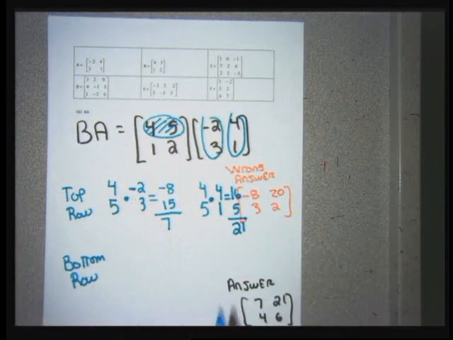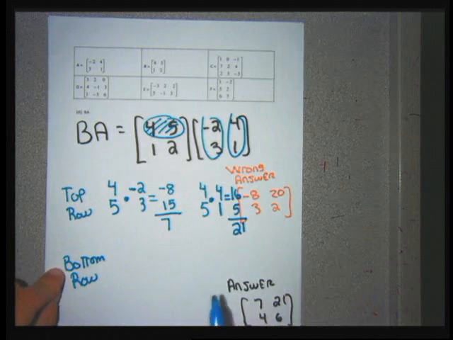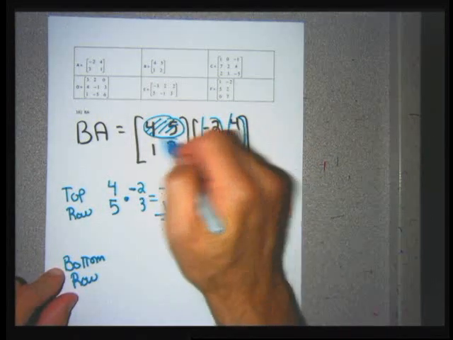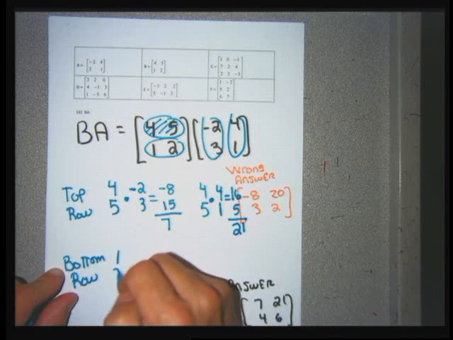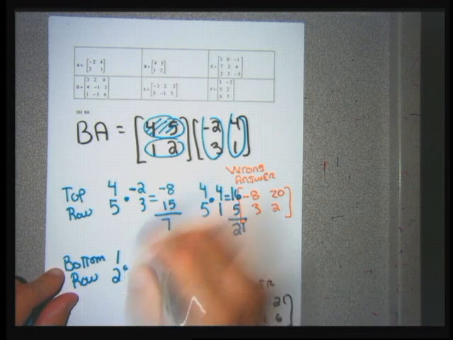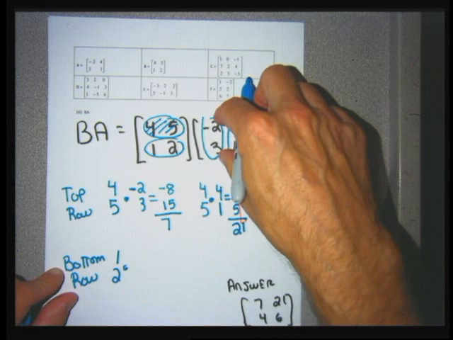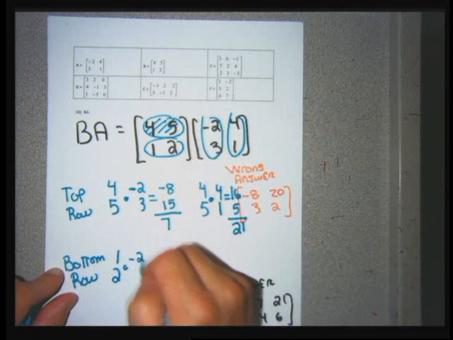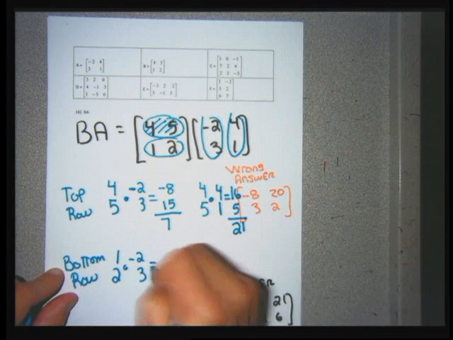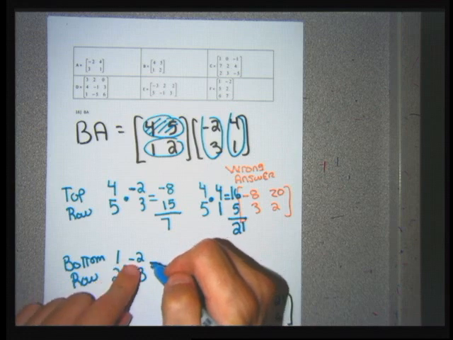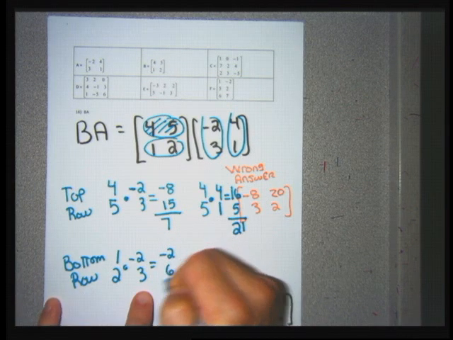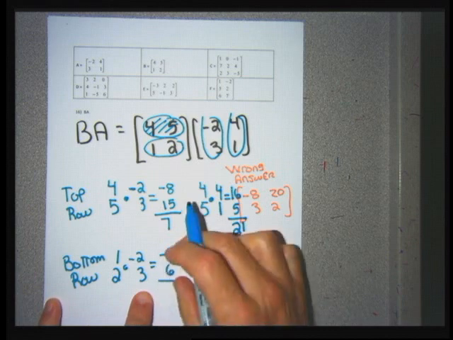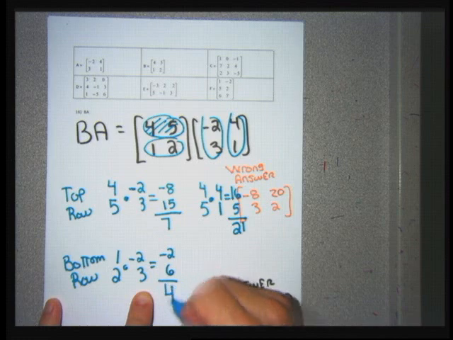Now I'm going to move on to the bottom row of the B matrix and get the bottom row of my answer. The bottom row of the B matrix has 1, 2. I'm going to write that as a column, and I'm going to do the same thing. I'm going to write it next to the first column, which is -2, 3. When I do that, I'm going to multiply 1 times -2 and get -2. 2 times 3 and get 6. I'm going to add -2 plus 6. Those have opposite signs, so I subtract and take the sign of the larger and get a 4.